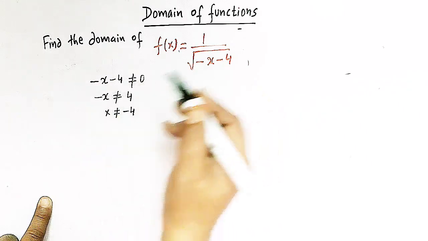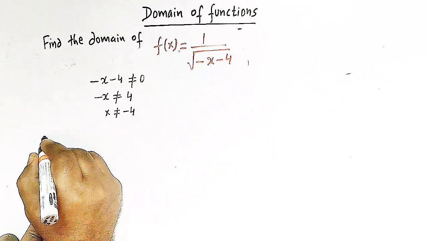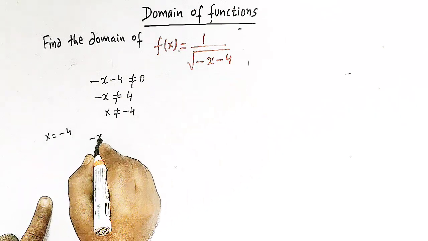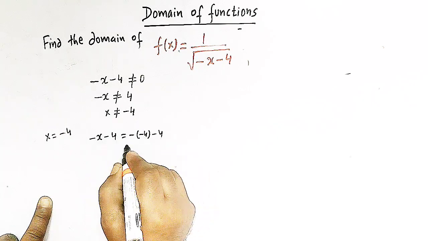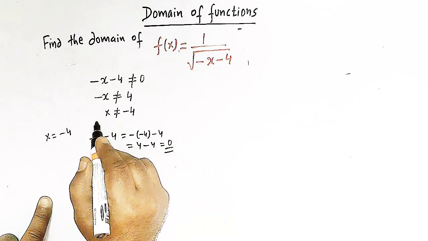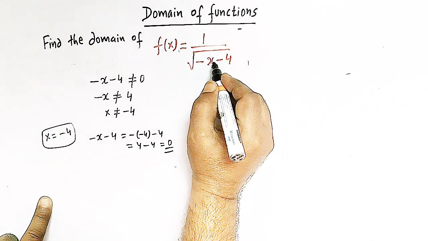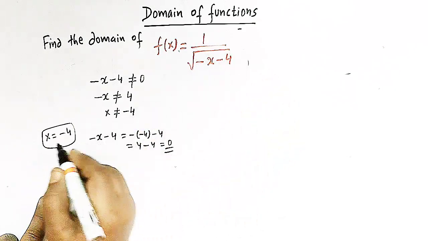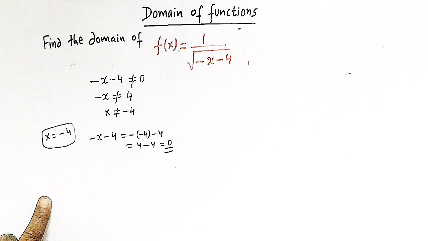So the first condition is that x should not be equal to minus 4, because when x is equal to minus 4, then this expression, that is minus x minus 4, becomes plus 4 minus 4, that is equal to 0. So when x is equal to minus 4, the denominator reduces to 0, right? And it is an indeterminate form. So we have to discard x equal to minus 4 from the set of real numbers, right?